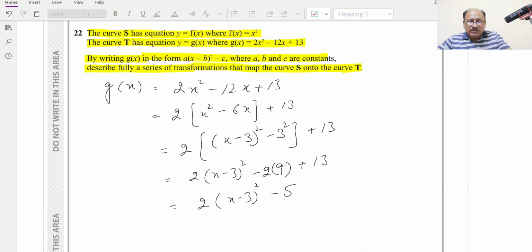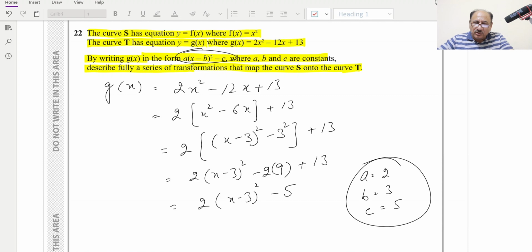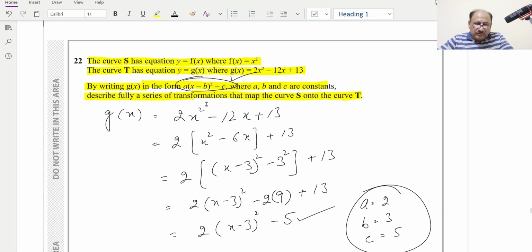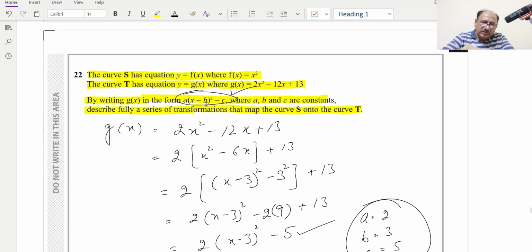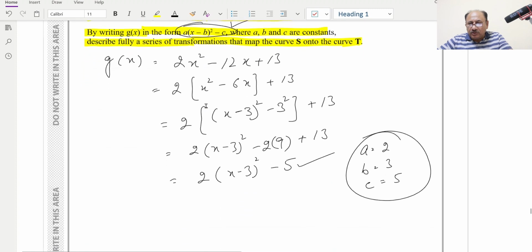So this is in the required format. A is equal to 2, B is equal to 3, and C is equal to 5. These are the values. By comparing this equation and this equation, we can write the ABC values. Now this is the second part: describe fully a series of transformations that map the curve S onto T.